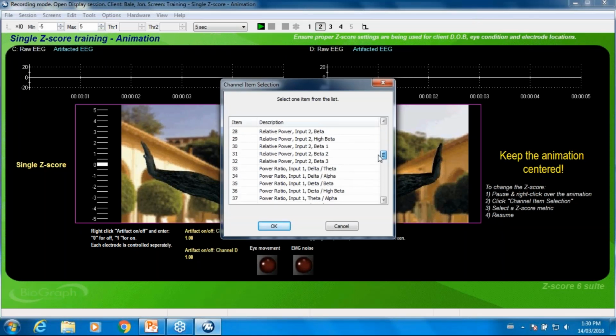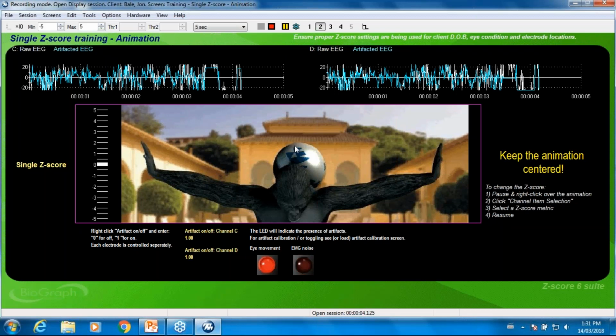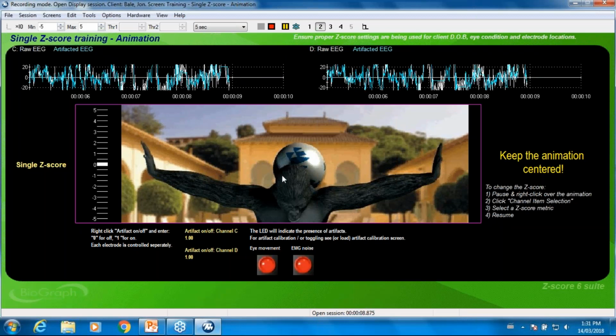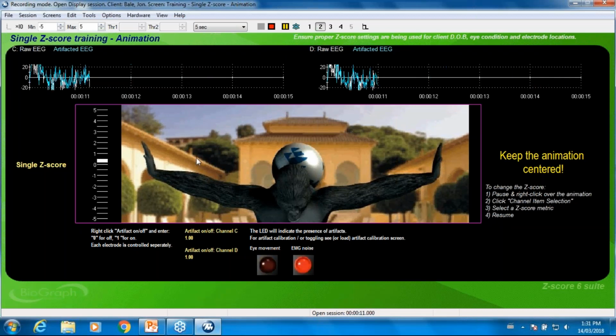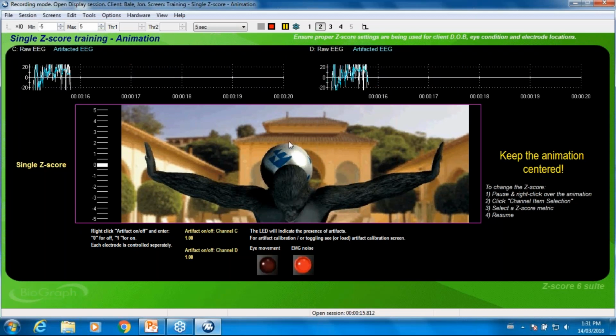Let's say I'm going to choose the power ratio of theta over beta for input 1. So that's my electrode number 1. This might be something that you're training for someone who has attention issues, since theta beta tends to be a popular ratio for that. So this is now representing that statistic, and when I train, this little gorilla animation is going to have a ball that's balancing, and when the ball is further away from the center, it means the statistic is further away from 0 standard deviations from the norm, and we want to train the ball to be closer to the center. I'm going to stop talking right now because it's actually stopping us getting some good data.